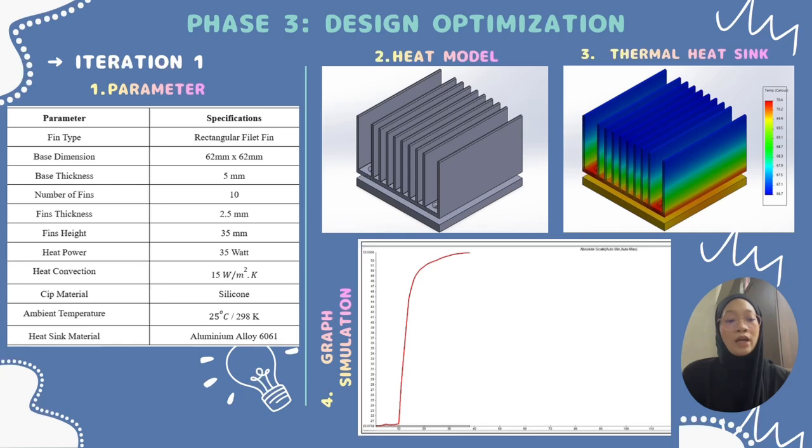So in this slide, I will show the phase 3 of the design optimization, which is in this part. We have 4 iterations that we're going through for the simulation. So the first one is iteration 1 of the heat sink simulation.